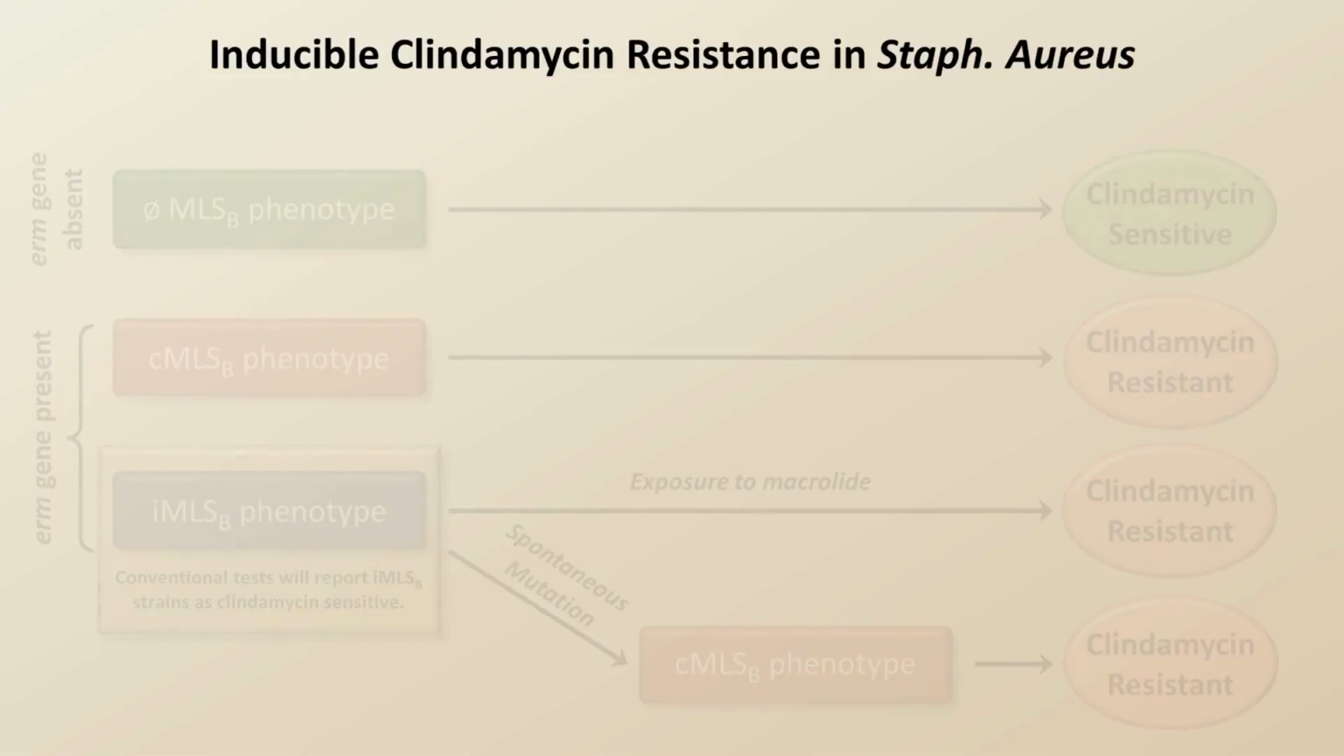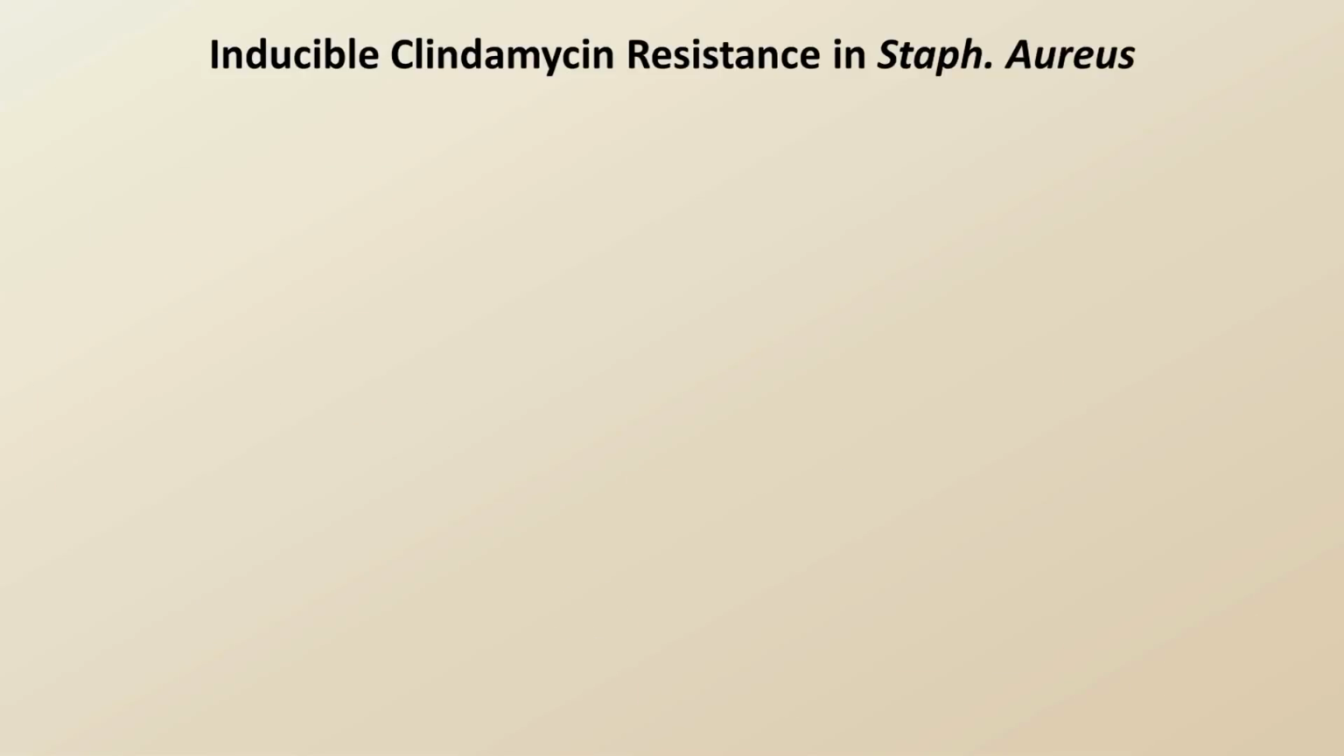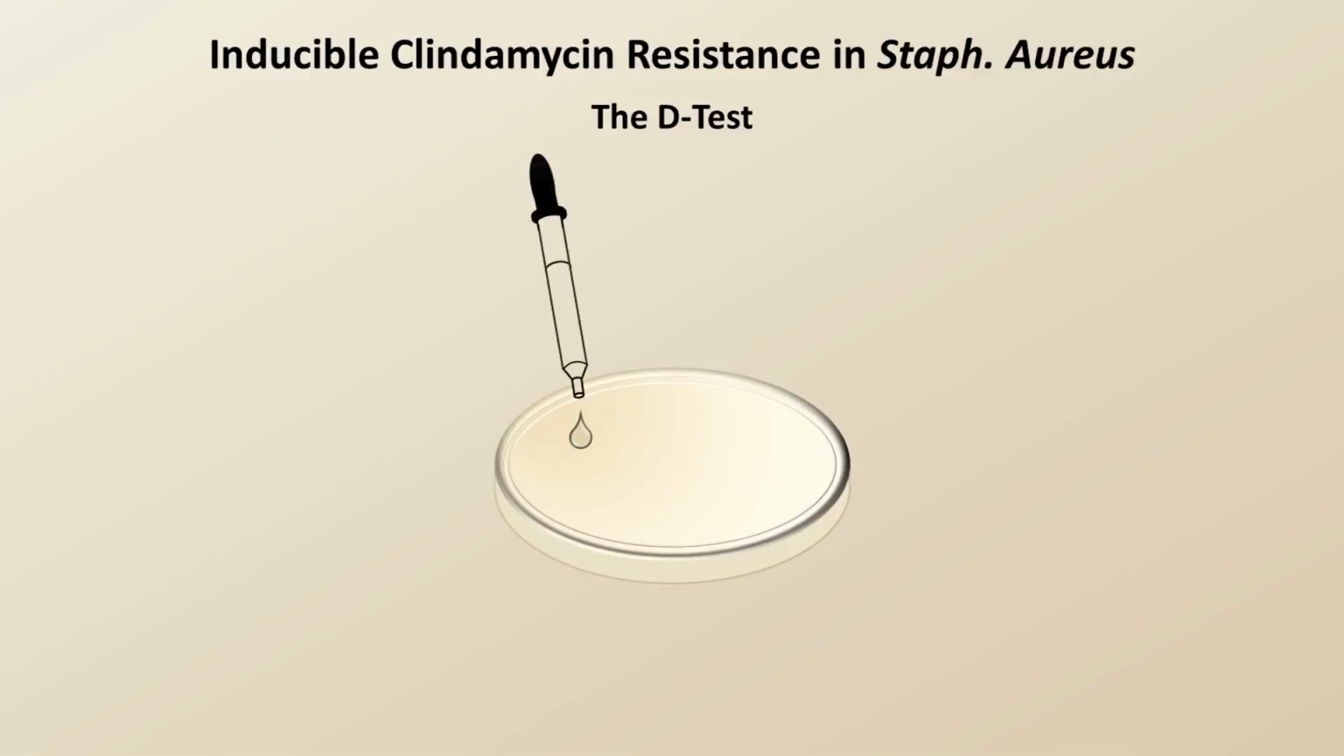So is there a way that we can test for inducible resistance? Luckily there is. It's called the D test. Here's how it works. Take a plate of agar and add some of the Staph aureus bacteria one is interested in. Then place 2 antibiotic discs on it, similar to those from the disc diffusion method. One disc is the macrolide erythromycin, and the other is clindamycin.